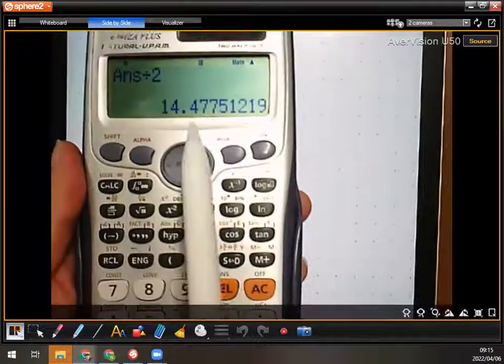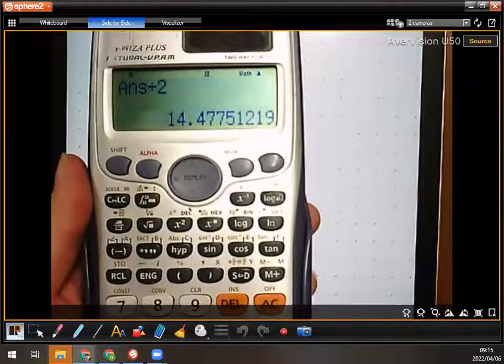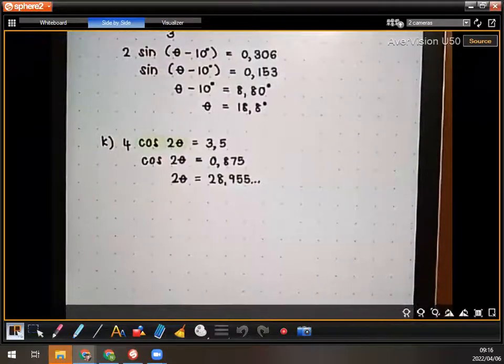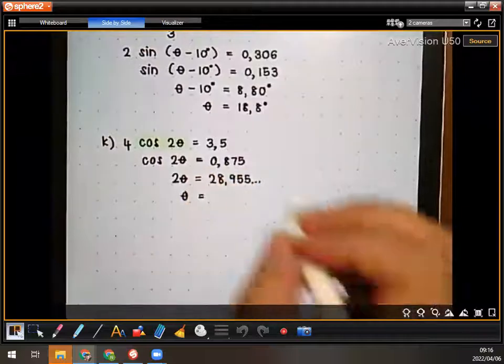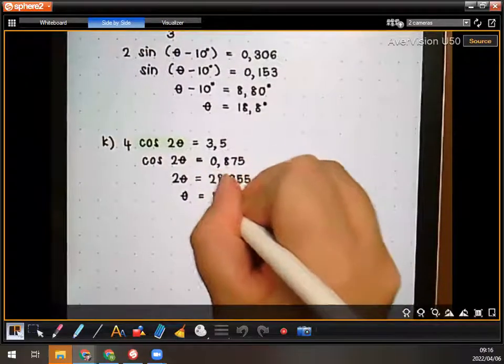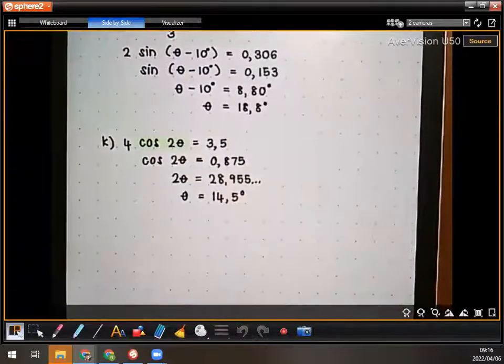Now this is the value that we need to round to one decimal, only your final answer, the value that you're actually getting for theta. So theta is now that divided by 2, which is 14.5 degrees.